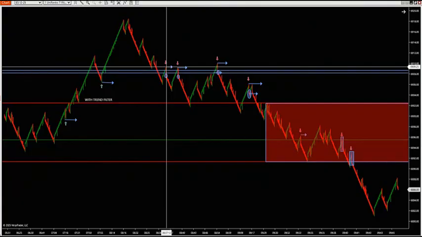Some traders like using 12 or 13 ticks. That's fine. Anywhere between a 10 to 13 tick stop on these trade setups at these inflection points is fine. You don't need big stops with this inflection point trading.